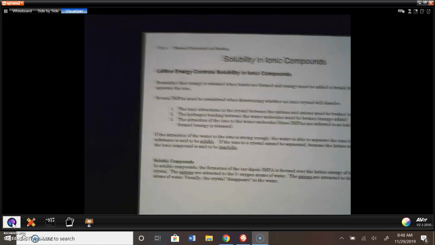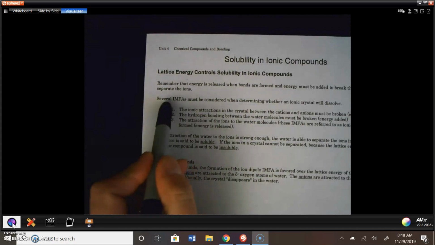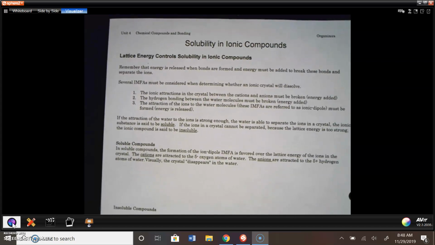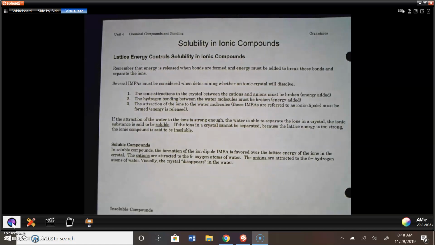So you'll see one phrase here, IMFA, stands for intermolecular forces of attraction. We'll learn about what that is a little bit later, but at this point, don't worry about it. Just take the information as it comes.